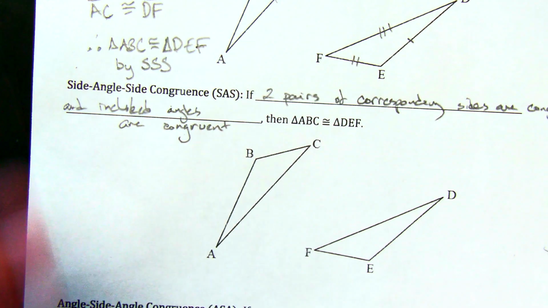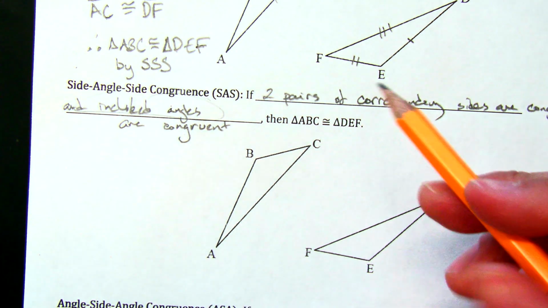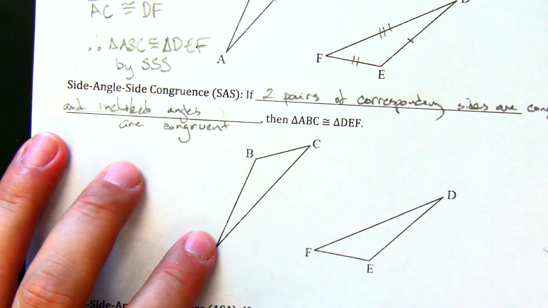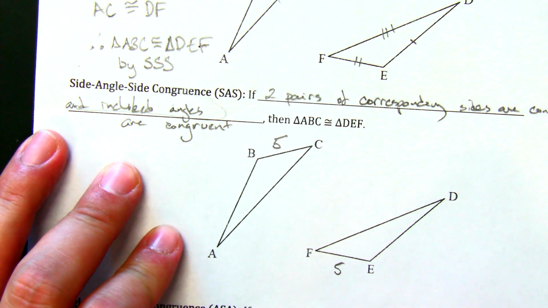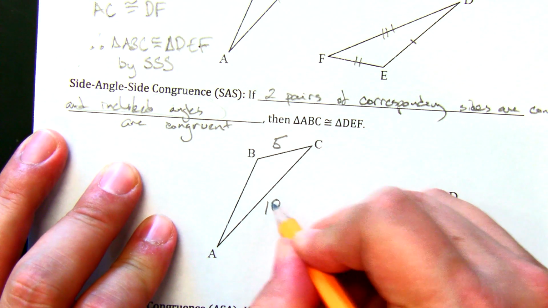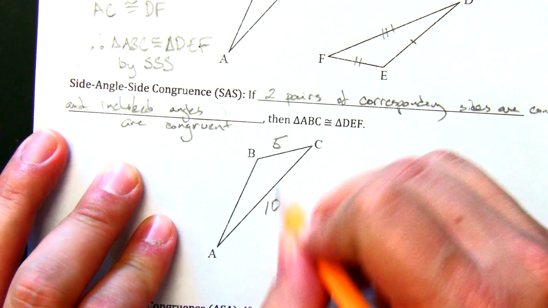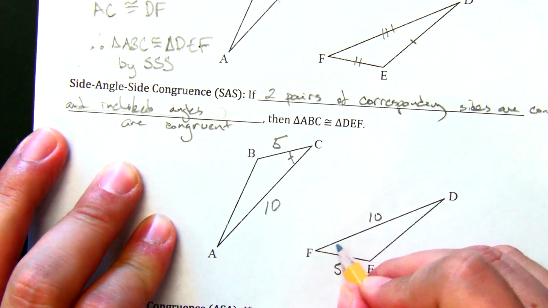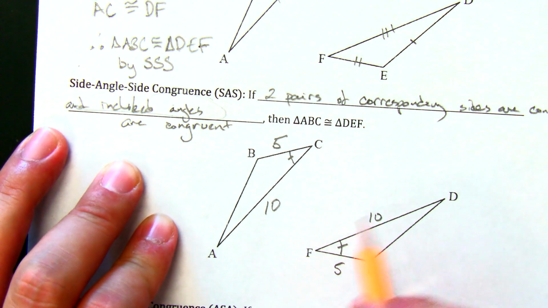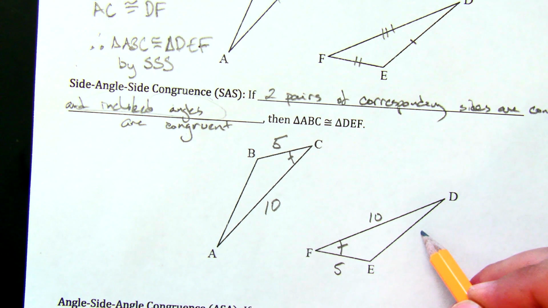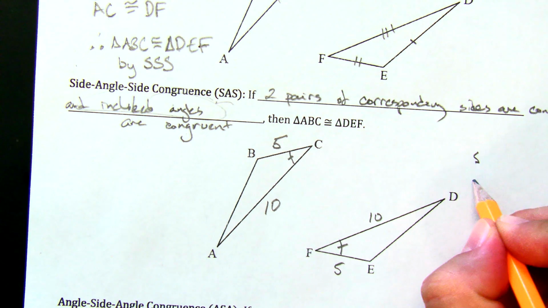So what does that mean? Remember again, included angle, we have to remember this. Included angle means the angle between the two sides that we're talking about. So here's an example. If I know that BC is 5 and EF is 5, I know AC is 10 and FD is 10, and I know that the included angles between the two sides are congruent, that's going to be enough for me to say that these two triangles are congruent by SAS.